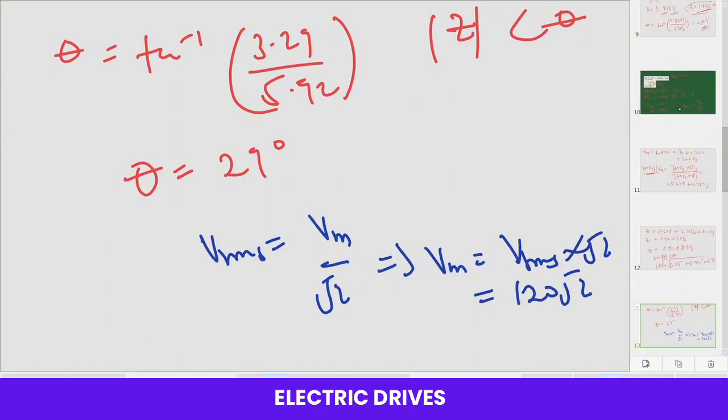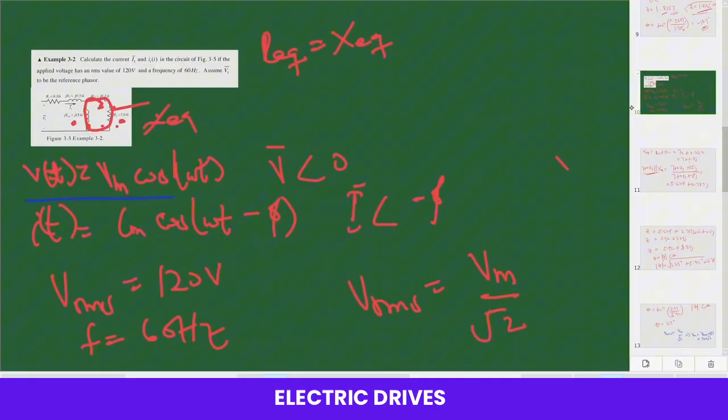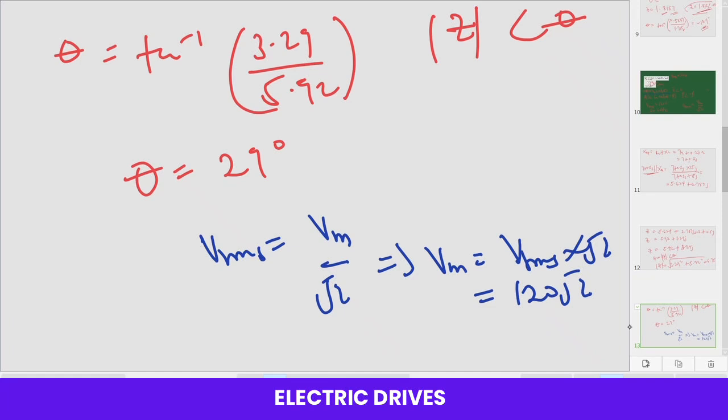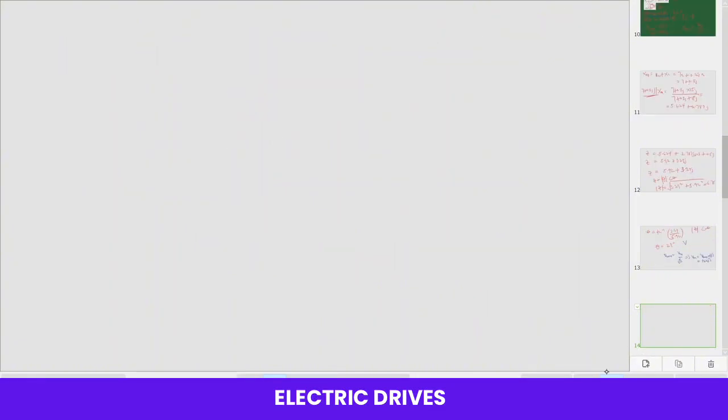Then from the equation I quoted over here, let me create a new slide. So now from the equation I said that v of t is equal to v peak.